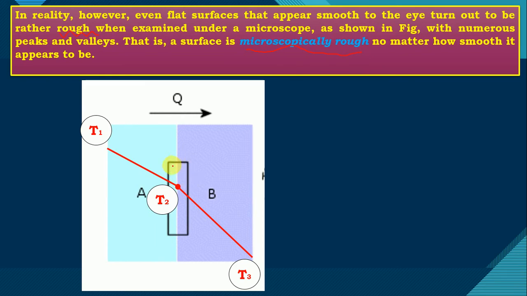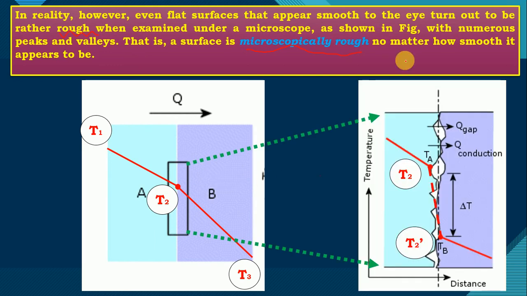Now let's consider this black rectangle. If I zoom into it and observe it under a microscope, this is the picture we see. After zooming, about 1000 times, we can observe that the mating surface is not exactly flat. There are peaks and valleys. You can observe that the white color is the air gap. Here also an air gap is present, and material A is this one and material B is this one.